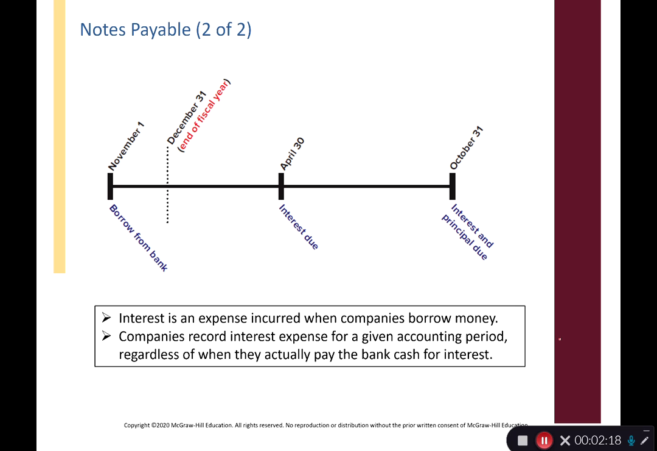Interest is an expense incurred when a company borrows money. The only thing that needs to be done in order for a company to incur interest is for time to pass. And because of the matching principle, we have to include the interest in the period in which it is incurred, time passing, whether or not we've paid the money to the bank.